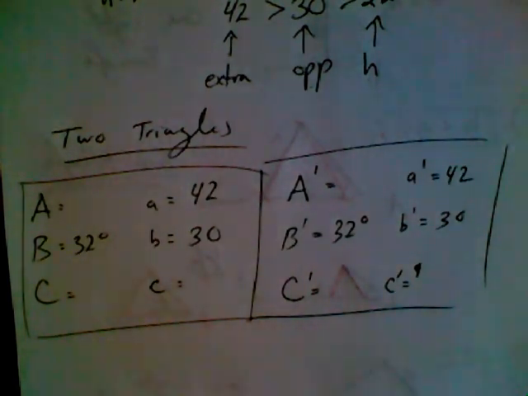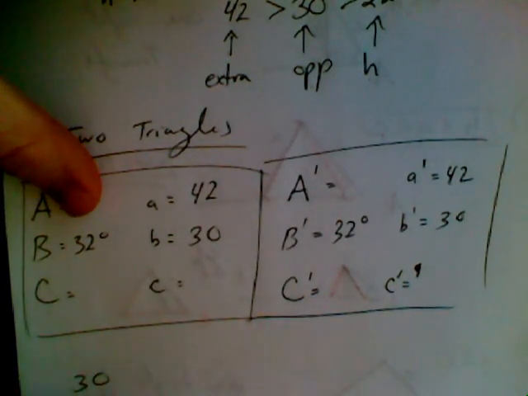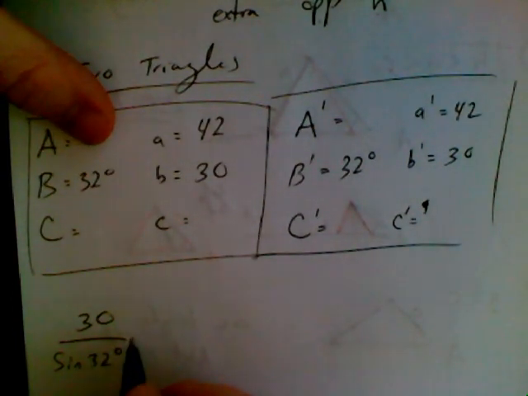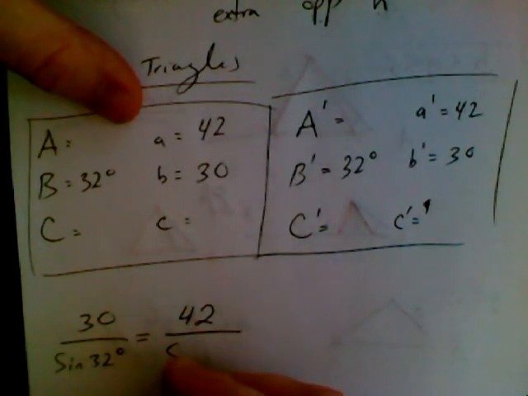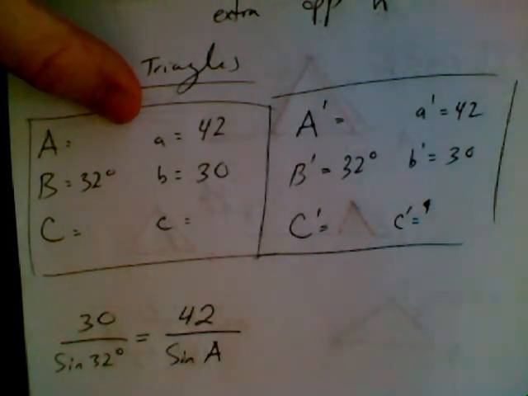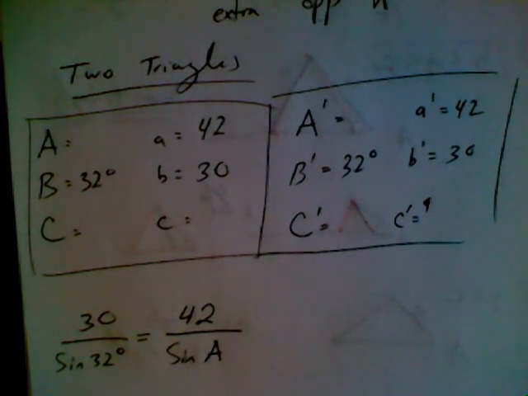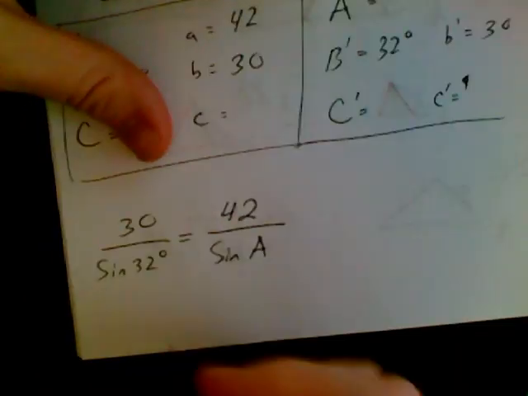So the way I'm going to do this, very carefully, I know that the B and the b match up, so I have 30 divided by the sine of 32 degrees. This is part of law of sines, and I should be able to say that it's equivalent to 42 divided by the sine of, well, I don't know what A is. Let's go ahead and write that in there. This will allow me to find A. So I'm going to solve it for A.